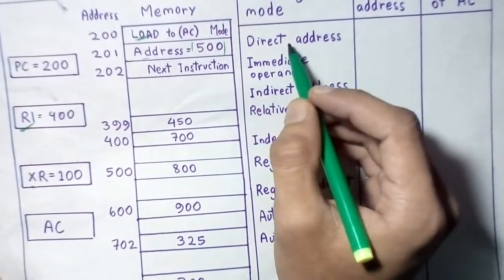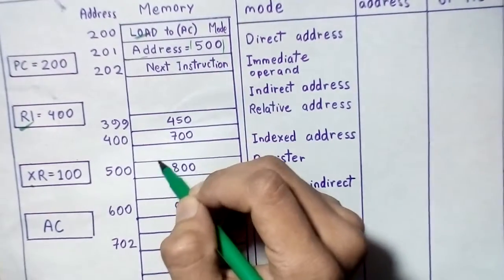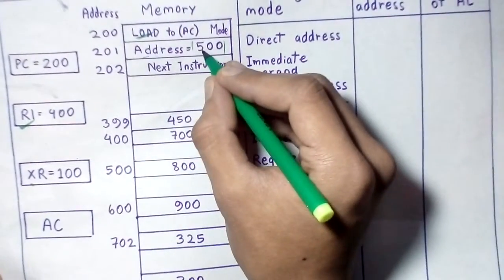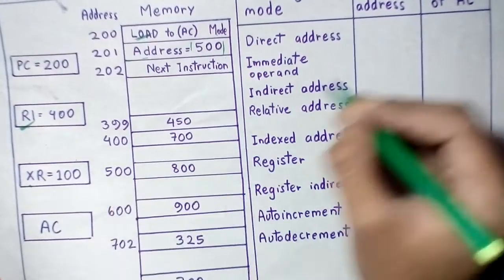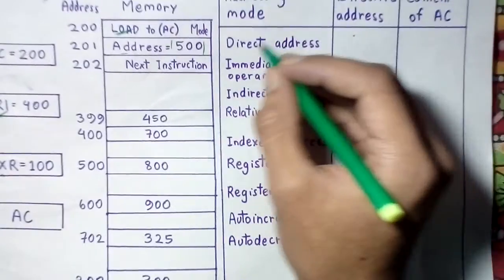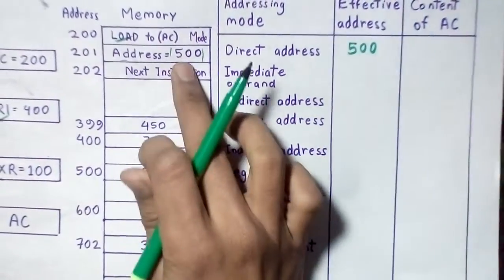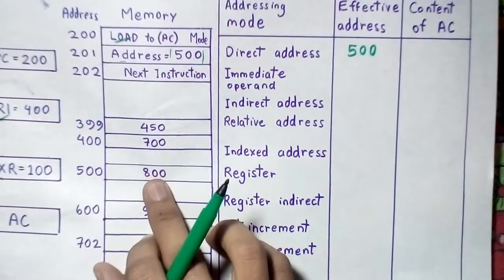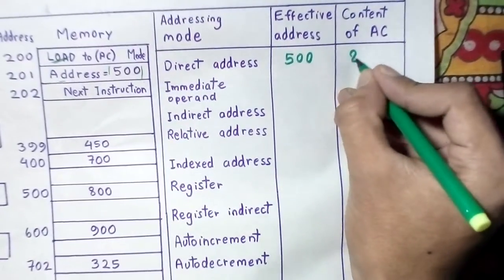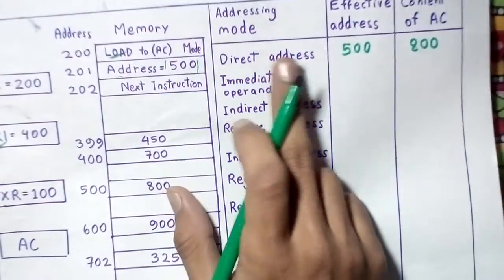In direct address, as we know, whatever address is given here will be the address of the operand. Which means in direct address the address is 500, so we have to go to 500. The effective address means the address of the operand. In direct, the effective address will be 500, and the value we get here, the content of AC, is 800. So 800 will be loaded to AC in case of direct address.